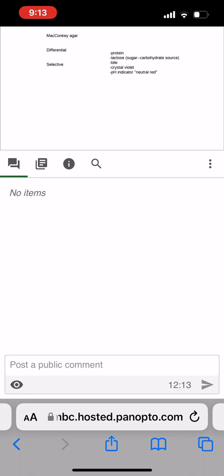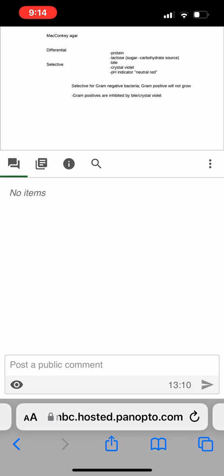The differential part has to do with the difference in the source that the organism uses for growth. So bacteria that can use lactose as a carbon source will metabolize it, they'll eat it, and as a consequence, they'll produce acids. The acid production lowers the pH, and because you've got a pH indicator in there, the medium turns red or pink.